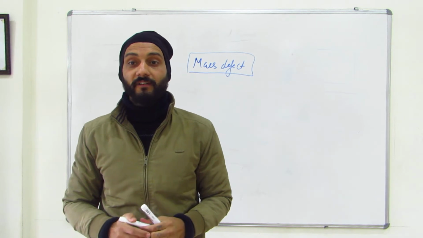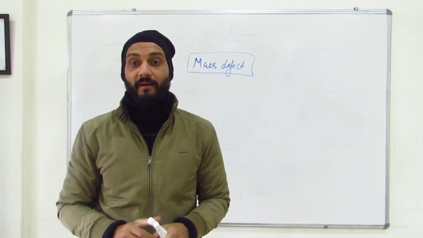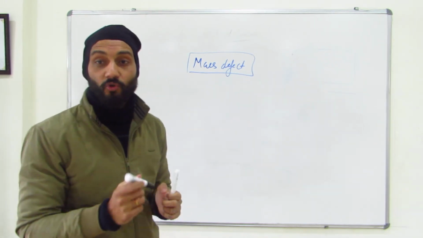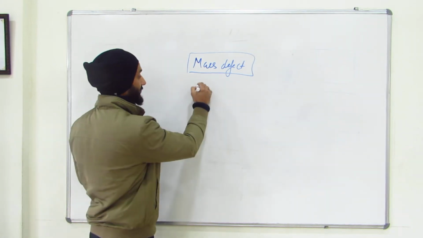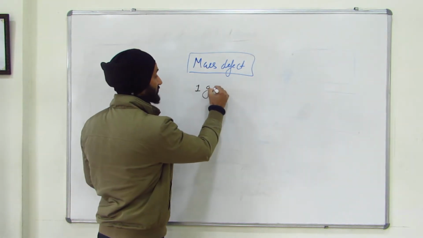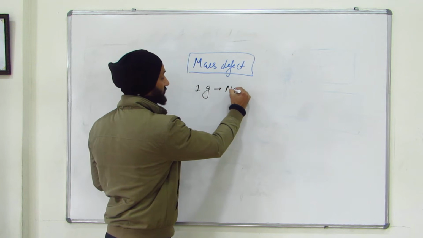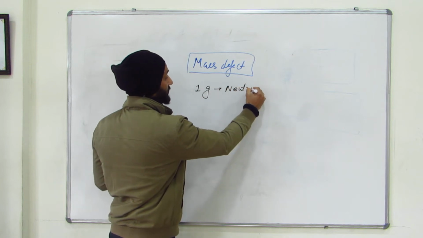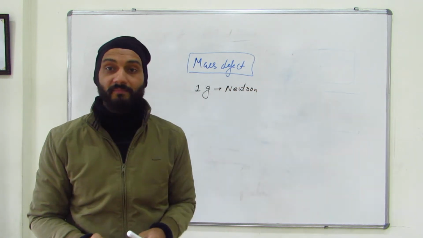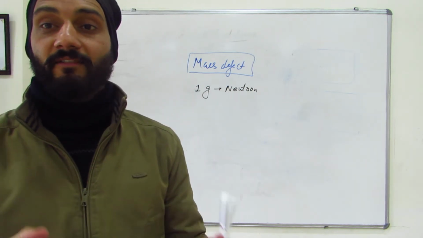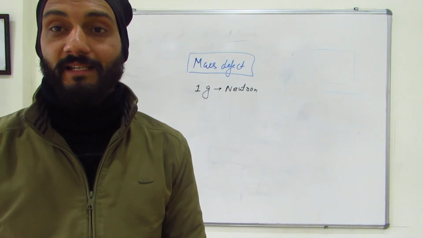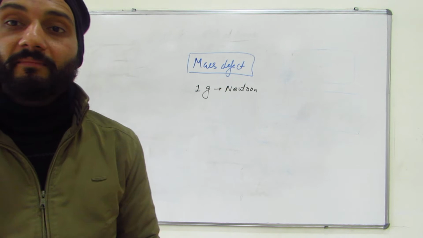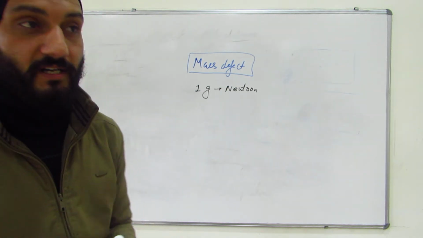So what kind of defect is it? Basically, if I take an example, if I have one nucleon whose mass is 1 gram, let us say that is a neutron. I am taking one neutron whose mass is 1 gram. Similarly, I am taking a proton whose mass is 1 gram.